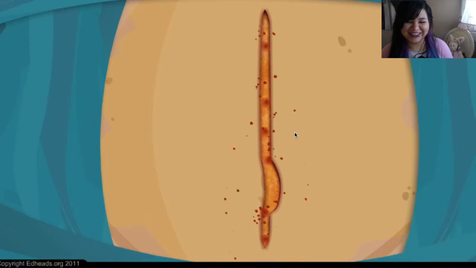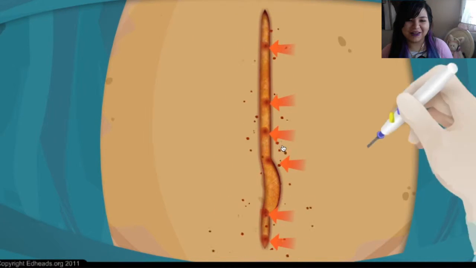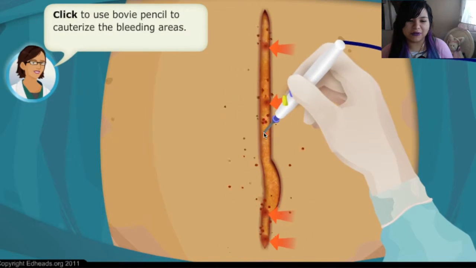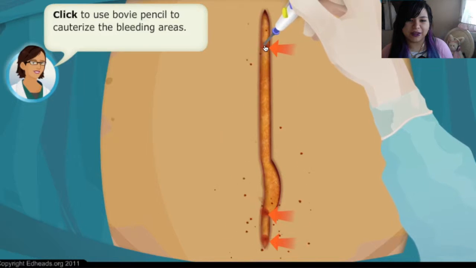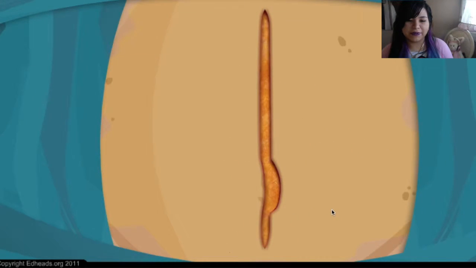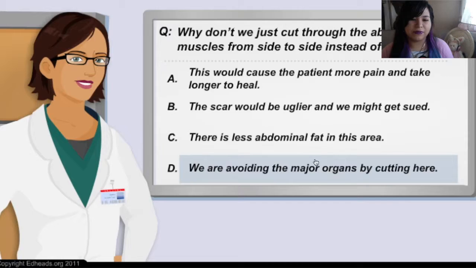Use the Bovie pencil to cauterize the areas of the incision that are bleeding significantly. Like you, and you. Two more. Next, we'll use the scalpel to cut through the abdominal wall at the midline. Be certain you stay in the exact center of the abdomen to avoid cutting through muscle.